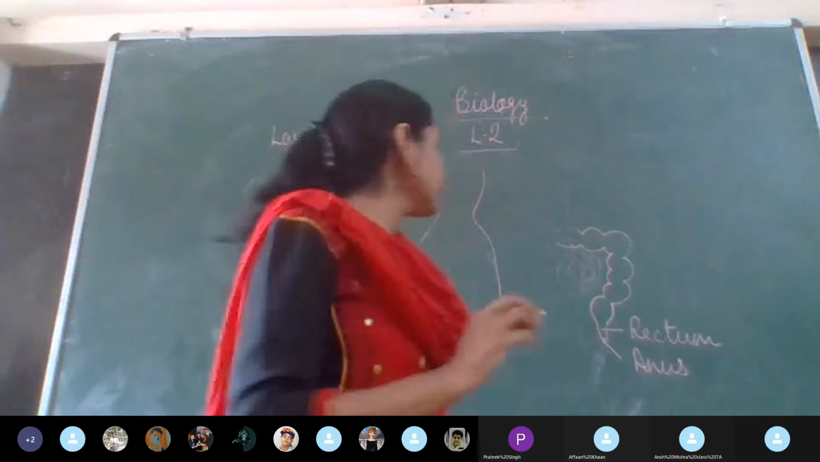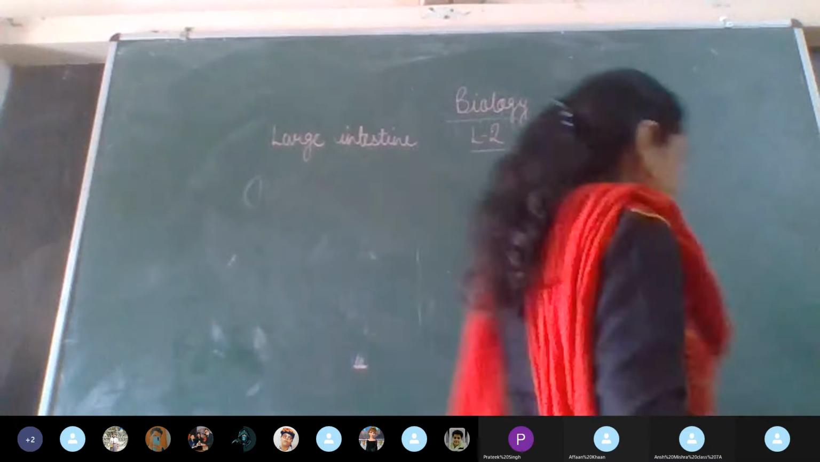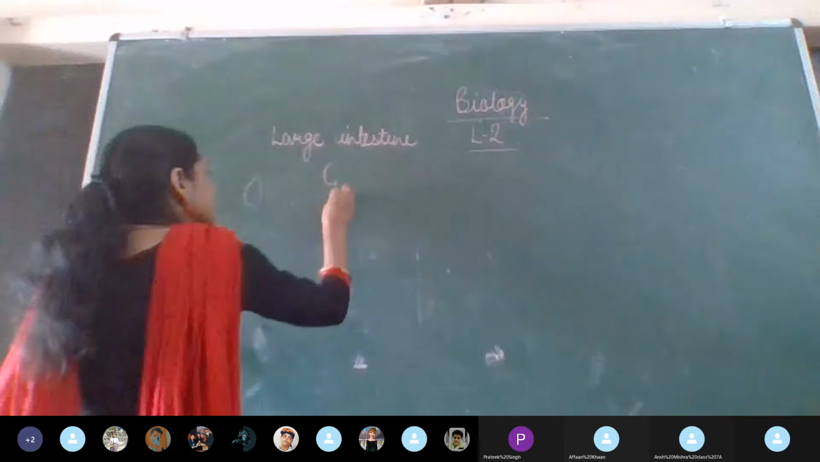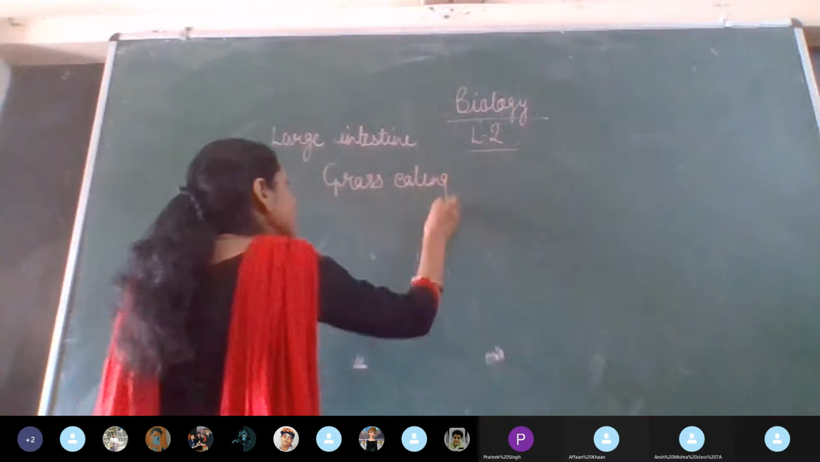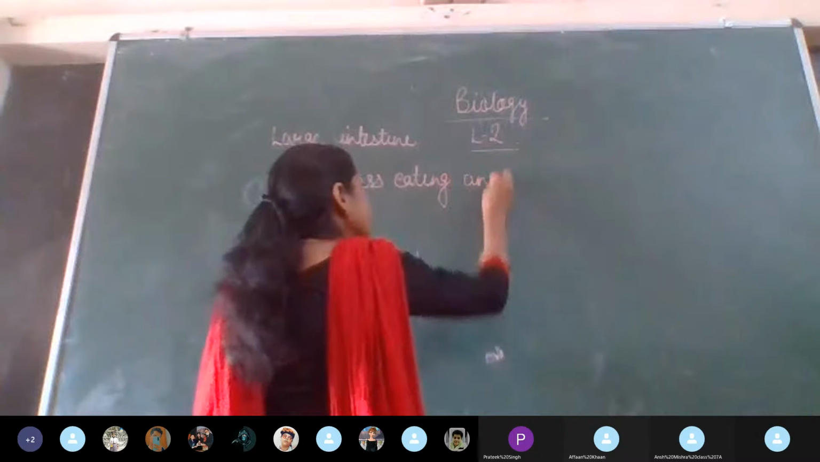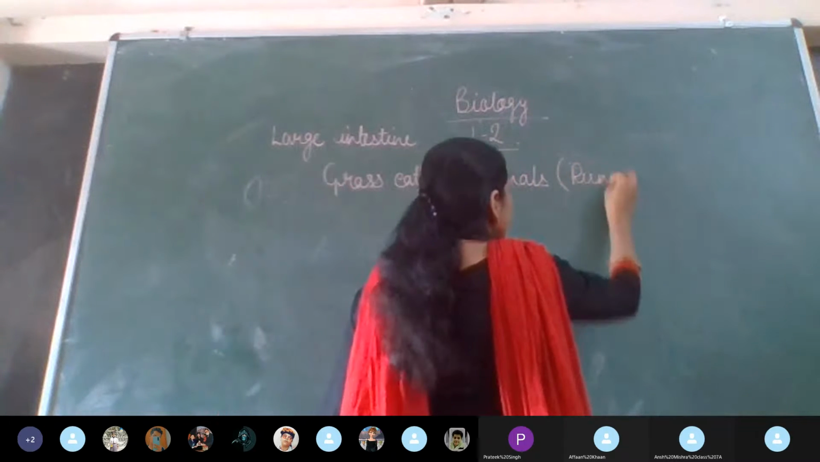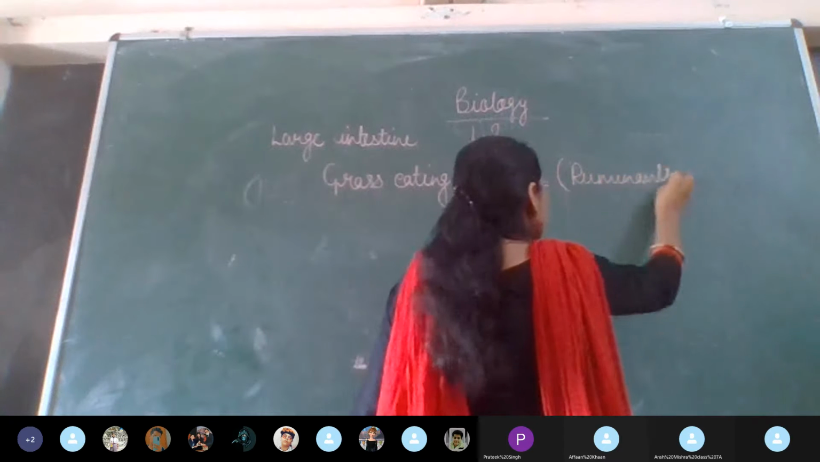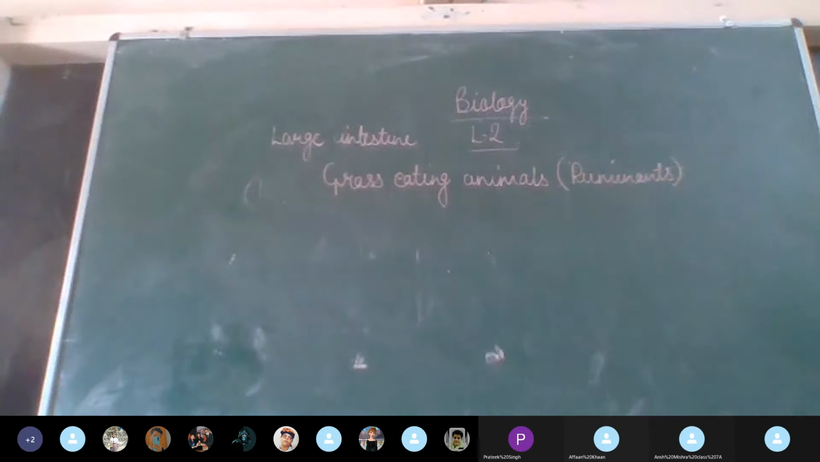Now, next we talk about another topic, that is digestion in the grass-eating animals. First of all, children, where the heading is given, grass-eating animals, there in a bracket write down ruminants. Please write down ruminants.